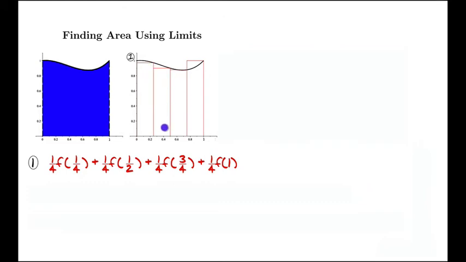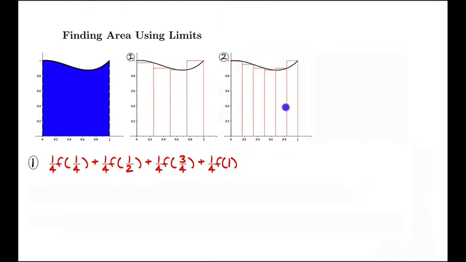The second rectangle has width a quarter again, but its height is going to be what happens when we plug in a half. The third rectangle will have width a quarter. Its height will be f of 3/4. The last rectangle will have width a quarter, and its height will be f of 1. That gives us an approximation of this total area by adding up the areas of 4 rectangles.